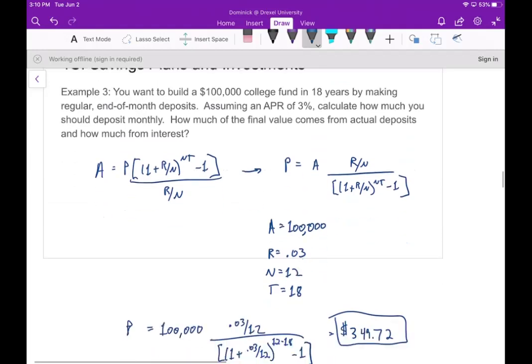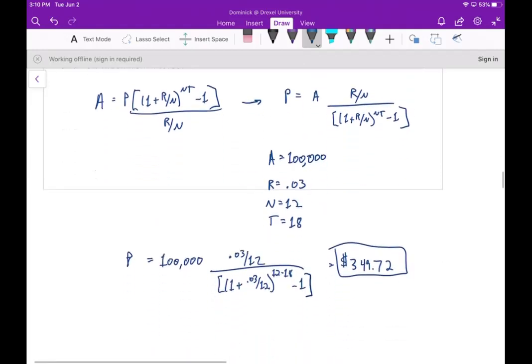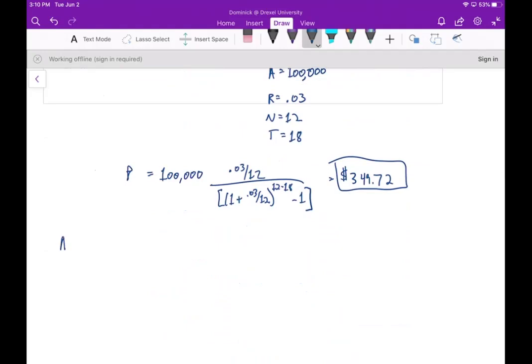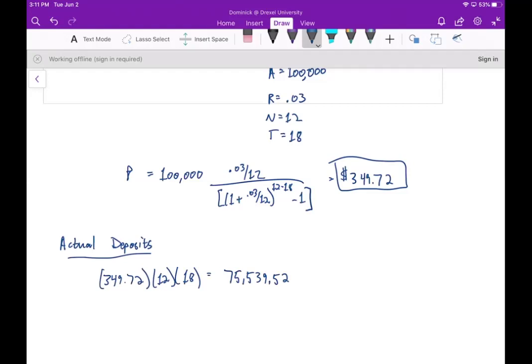Right? Now, how much of the final value comes from actual deposits and how much from interest? Well, let's take a look. So actual deposits, I would need to make monthly payments of $349.72. I would need to make that 12 times per year for 18 years. Right? So of course, if we multiply this, 349.72 times 12 times 18, we're going to get $75,539.52.